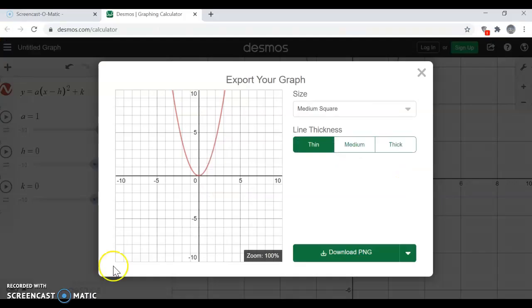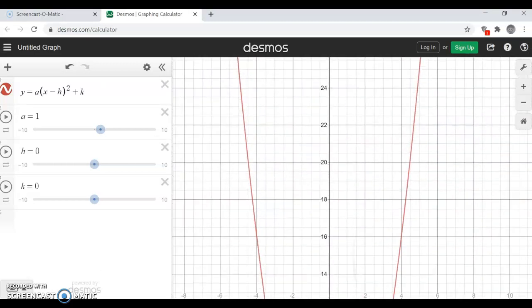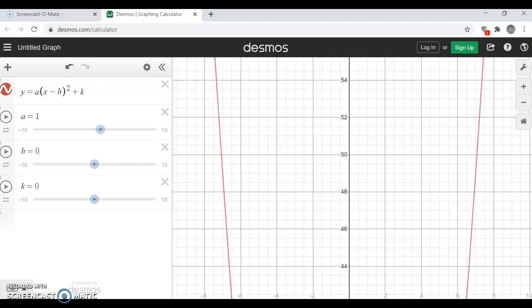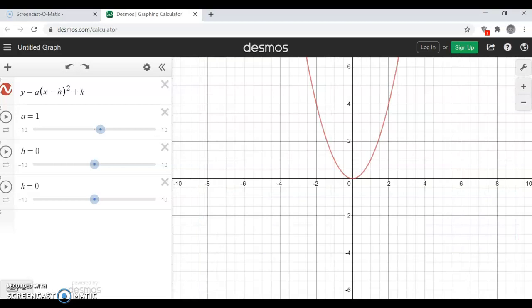And something else I want to bring to your attention, if we go back to the graph itself, and we just click and drag, we move this upward, we can keep sliding this graph downward, and it's going to keep opening up. So it's never actually going to stop.